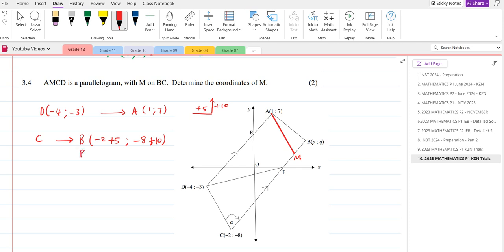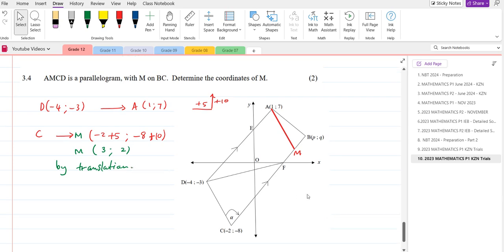So my coordinates of... we need to go from C to M, because M is the point on the parallelogram. AMCD is a parallelogram. So M now becomes 3 and 2. So the coordinates of M is 3 and 2. I hope you guys are understanding. Okay, so I just use translation. I'm going to say by translation. Right, so that's how I solve this problem. Next problem.